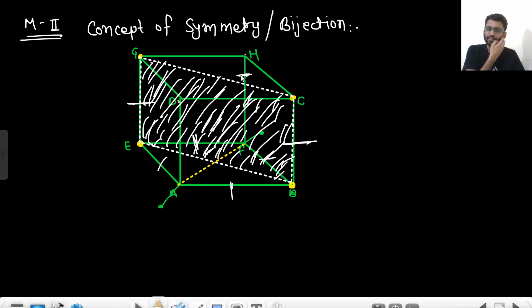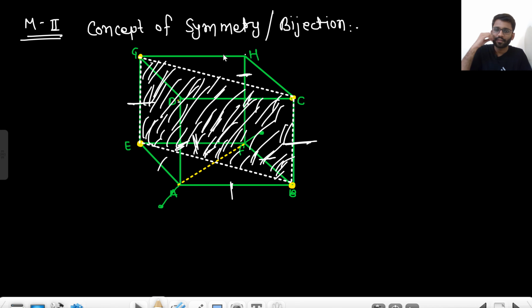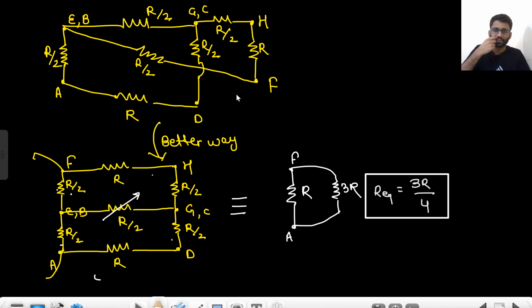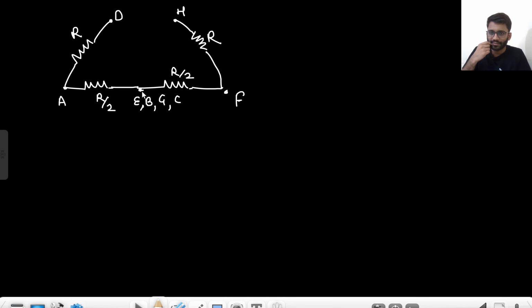Right? Okay. So between A and D, there is also R. Now between G and H, there is R. Between G and C, there is R. Between G and H, and between H, G and C, R and R. So it will be R by 2.